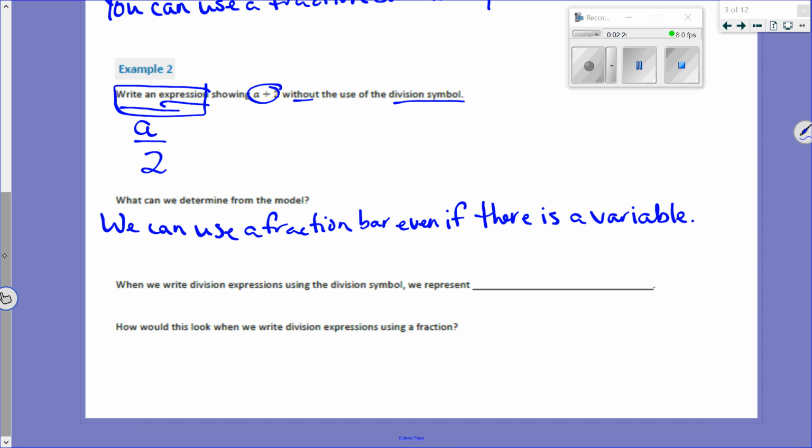Okay? So when we write division expressions using the division symbol, what are the math terms? What do we call that A? What's the math term for it? Variable. It is a variable, but in a division problem, what is the first thing that is written? Dividend. Dividend? So then what is the second one? Divisor. How confident are you guys that that order is correct? Very confident. I'm confident.